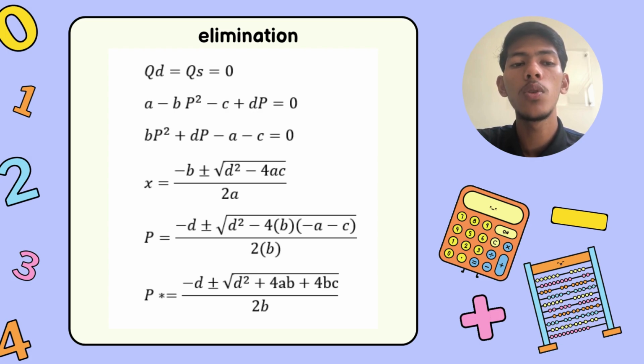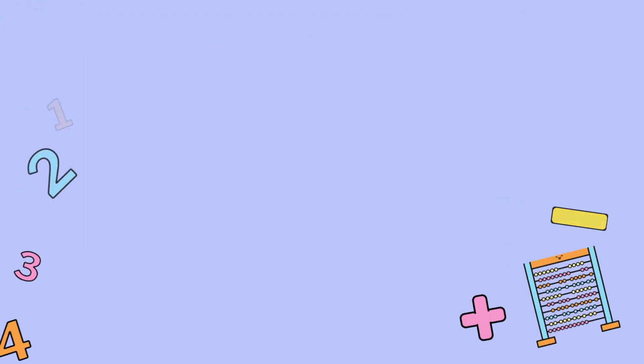For P, we use the quadratic formula negative D plus minus square root of D power of 2 negative 4 multiplied by B and negative A minus C per 2B, and P star is negative D plus minus square root of D2 plus 4AB plus 4BC per 2B.